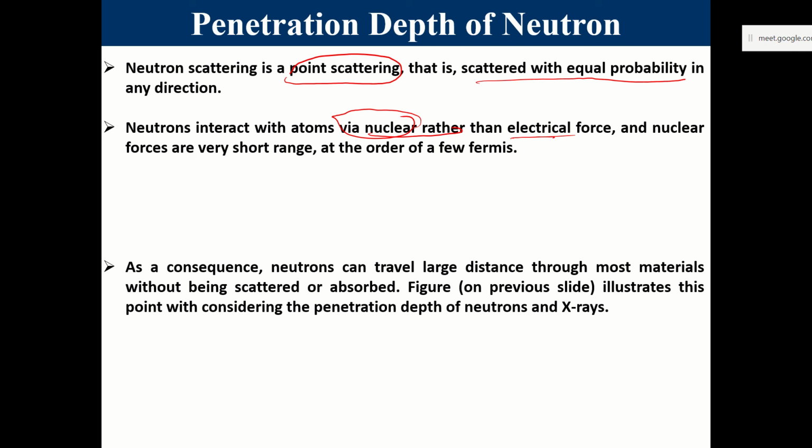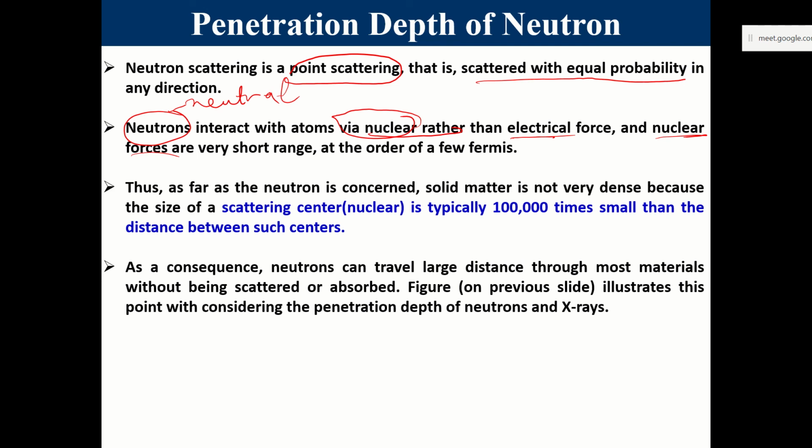So for neutrons, the nature of the interaction is that it hits the nucleus and then gets scattered. It is because it is neutral, so the interaction is not electrical in nature. The interaction will be via the nuclear forces. The interaction will be through these things. Scattering.